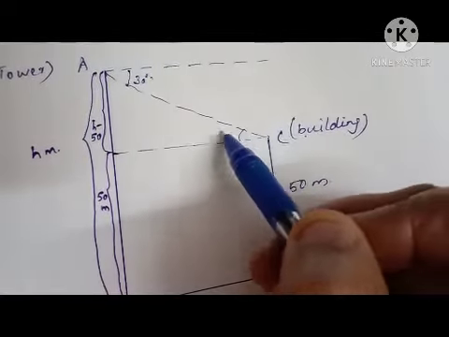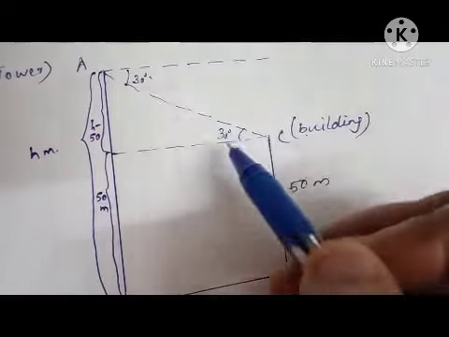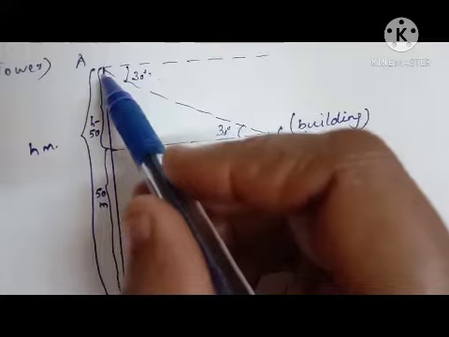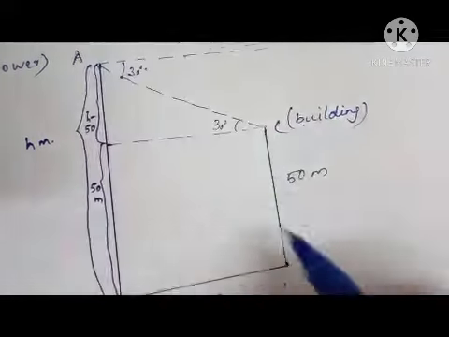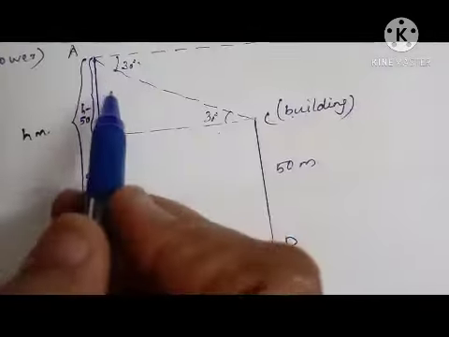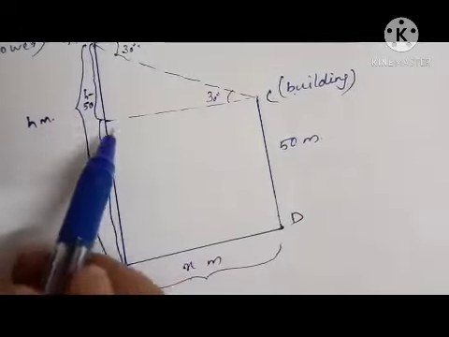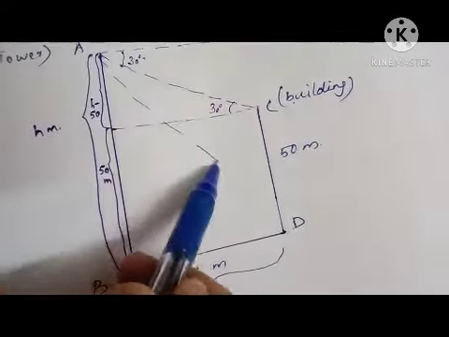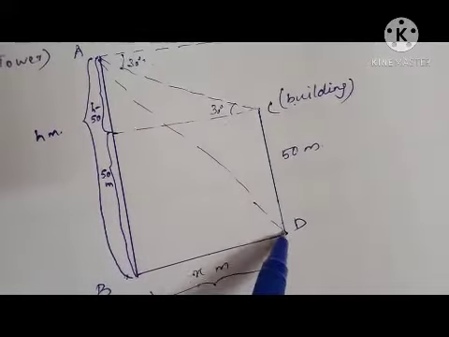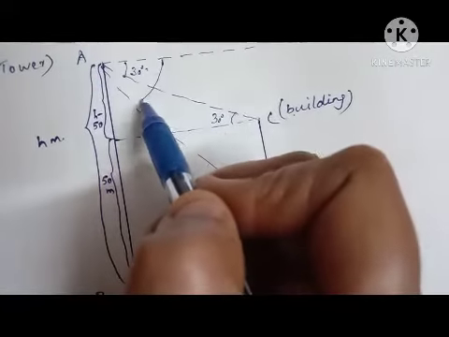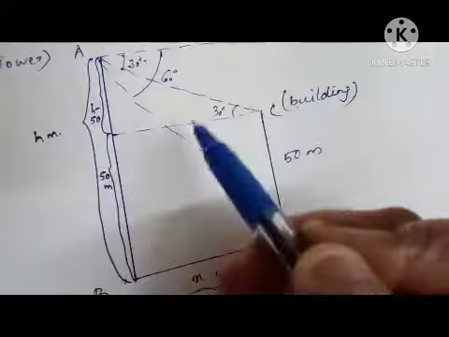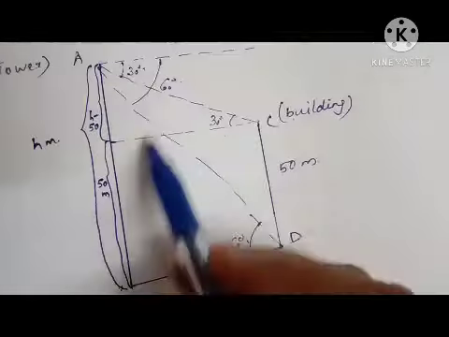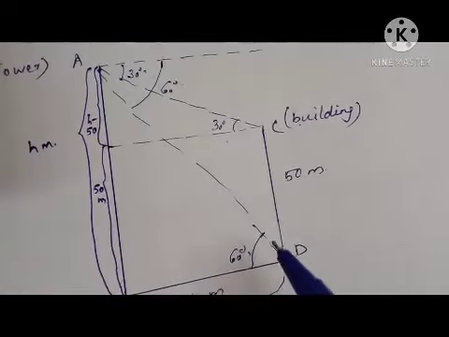This is also 30 degree by alternate interior angles, right? Then the angle of depression from the top of the tower to the bottom of the building is given as 60 degree. That is, we have to draw the angle of depression to the bottom of the building. This is 60 degree. So this angle is also 60 degree by the alternate interior angles theorem.